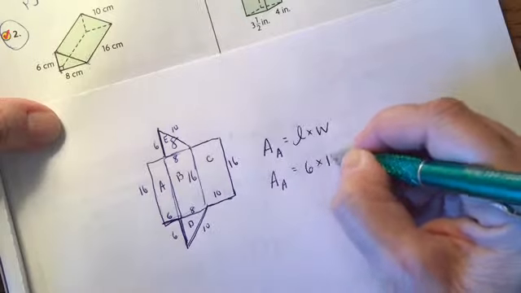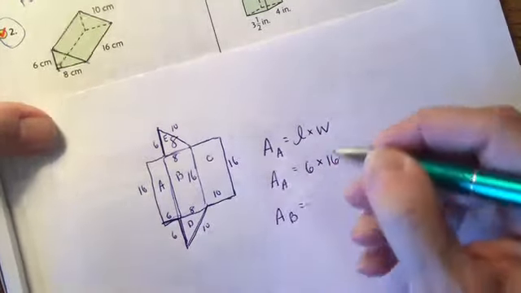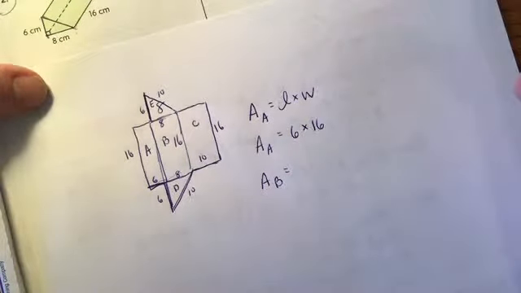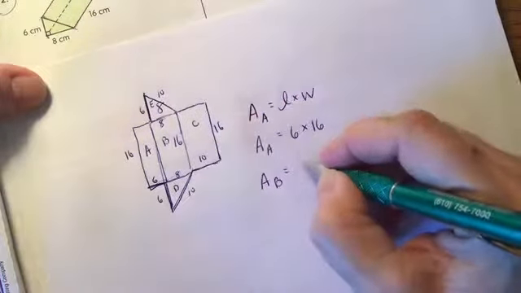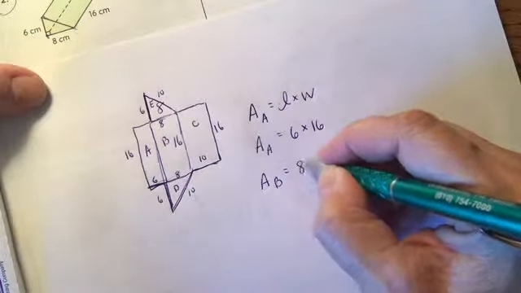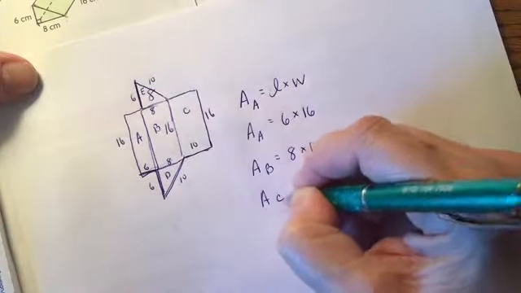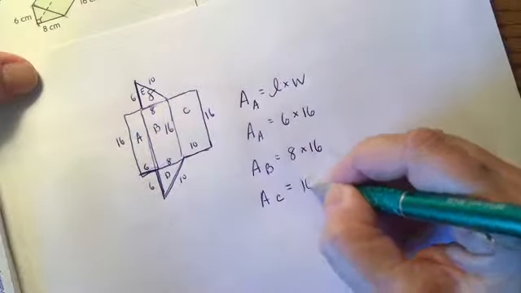6 by 16. Area of B is also a rectangle, so I'll let you get away with not rewriting that right away. So length times width, 16 by 8. So 8 by 16, doesn't matter the order. And area of C, also rectangle, 10 by 16.